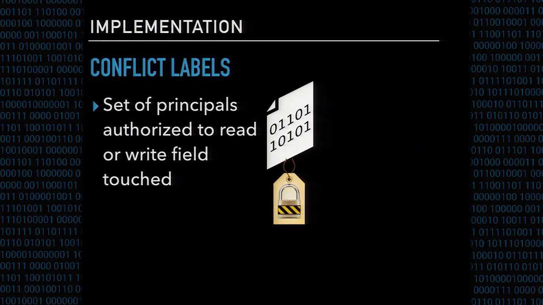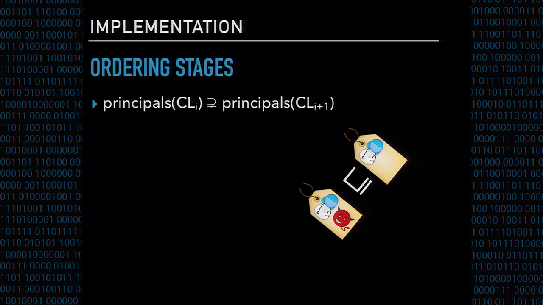Fabric actually has a lot of labels to describe specific policies. The labels that we created for this work are called conflict labels. They encode which principals are authorized to read or write whatever field is involved in an event. So for dealing with a patient's address, this set includes Patsy and Mallory. In general, information can flow to subsets. A secret should never be passed to a broader set of principals. Since stages by nature have different labels, this means that earlier stages' conflict labels should have strict supersets of the principals in later stages' conflict labels.